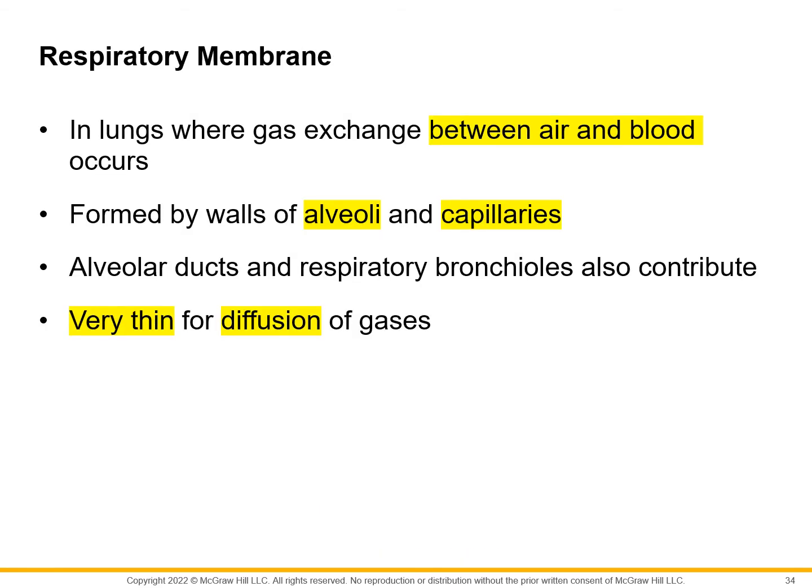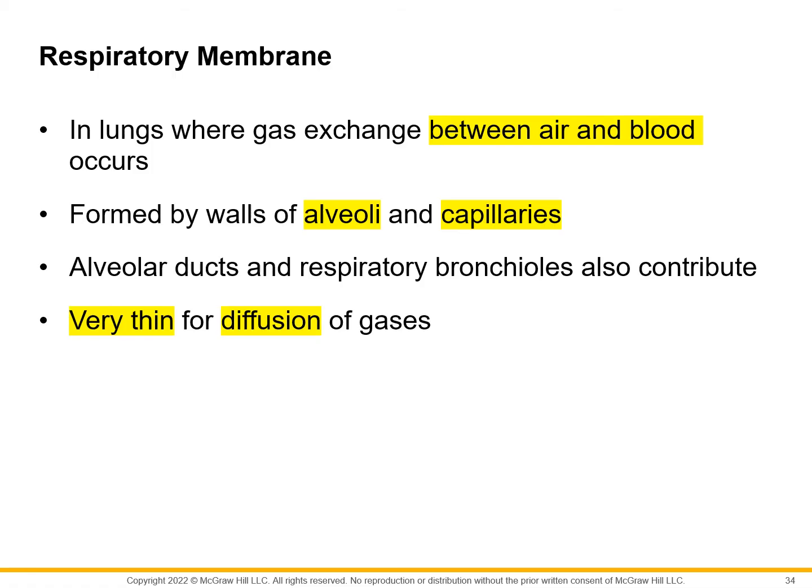Let's now talk about the respiratory membrane. So the respiratory membrane is found in the lungs, and this is where gas exchange between the air, yung hangin na nainhale lang natin, and the blood would occur. Right? So the respiratory membrane is formed by walls of alveoli and capillaries. Okay, so yung nakita po natin dun sa previous illustration kung saan may mga alveoli na nababalutan ng mga capillaries. Alright, so yun po, we would refer to that area as the respiratory membrane. So alveolar ducts and respiratory bronchioles would also contribute to these activities of exchanging gases.